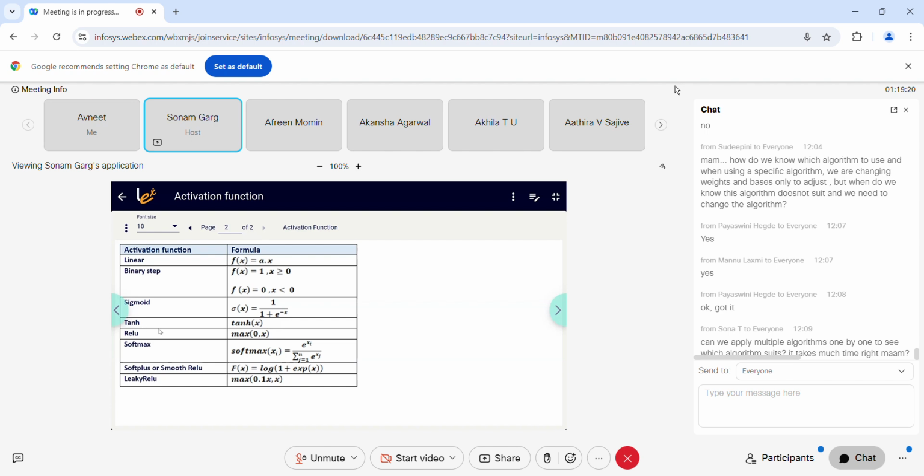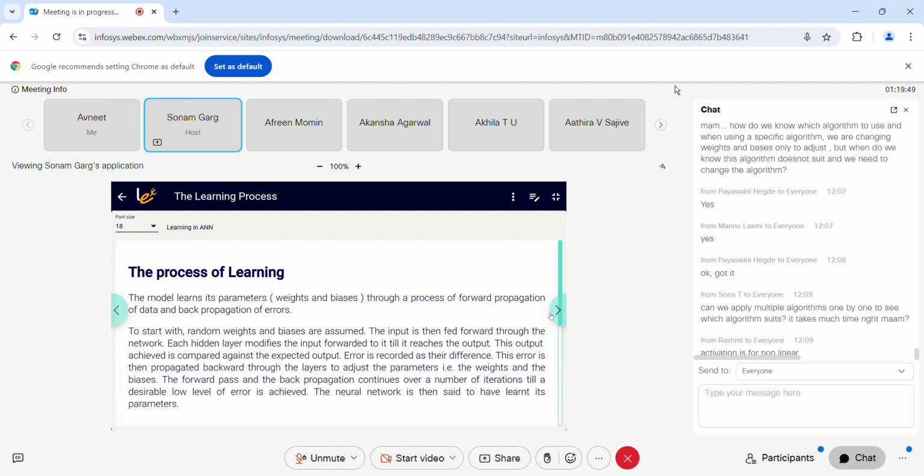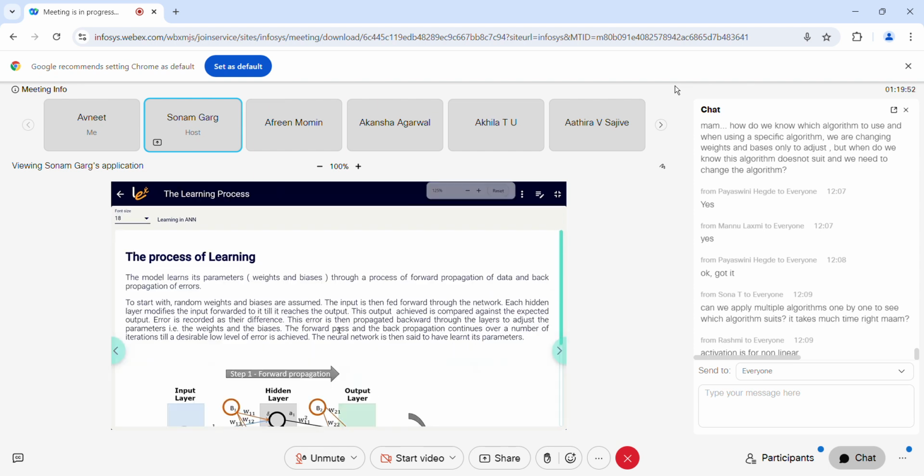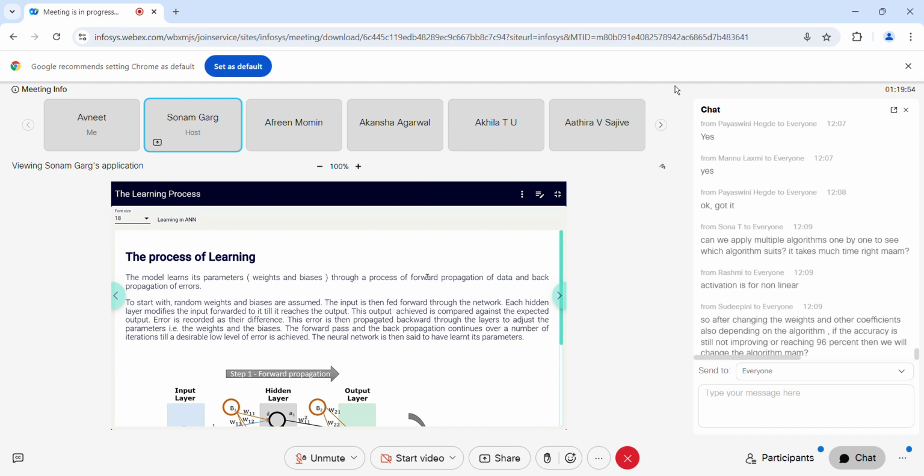So see, actually the range will vary here. The approach of these will give you different ranges. It's not that all of them will lie in 0 to 1 or -1 to 1. Yes, that's what you have to do. We have to see which activation function is supported by the algorithm which you have chosen and keep on trying.